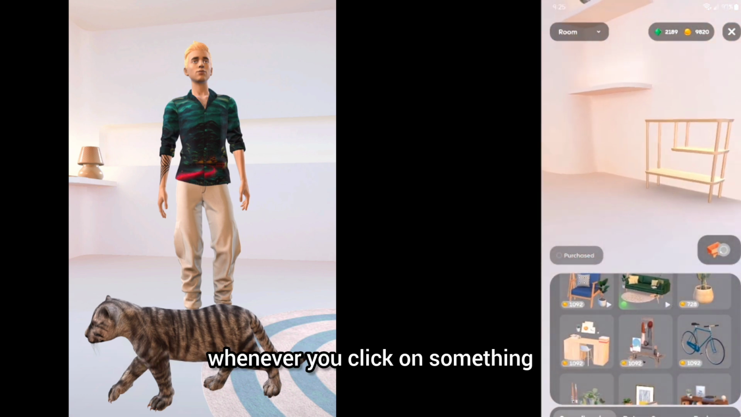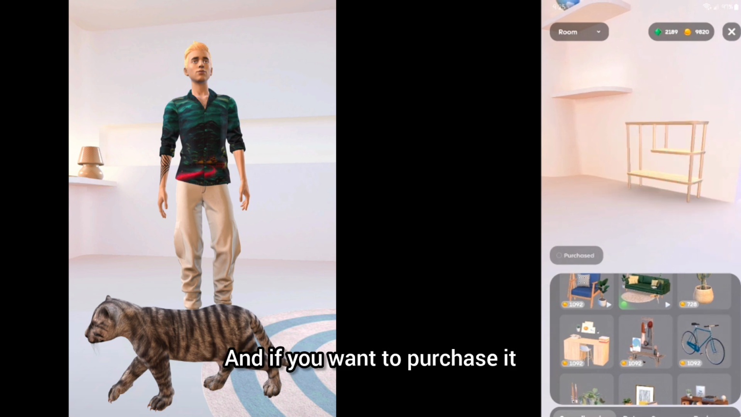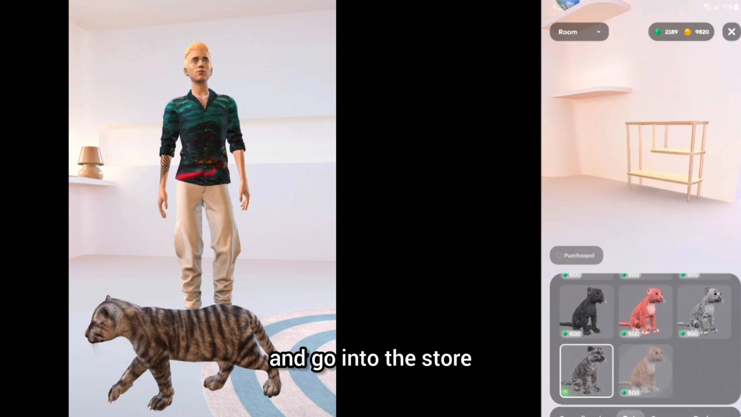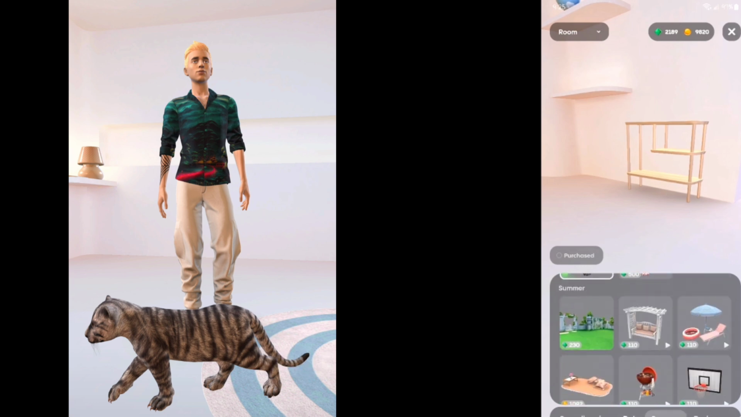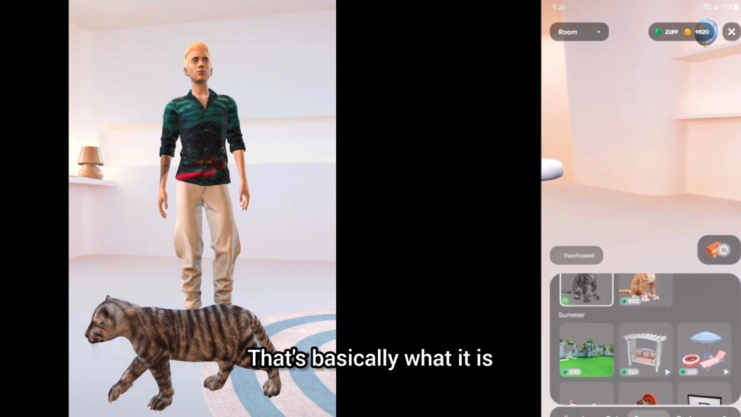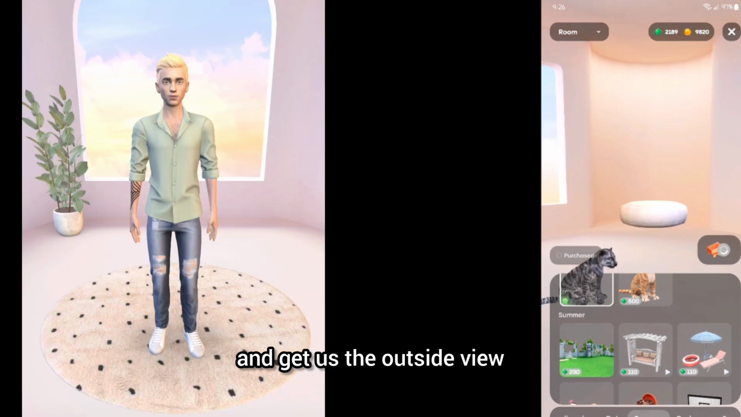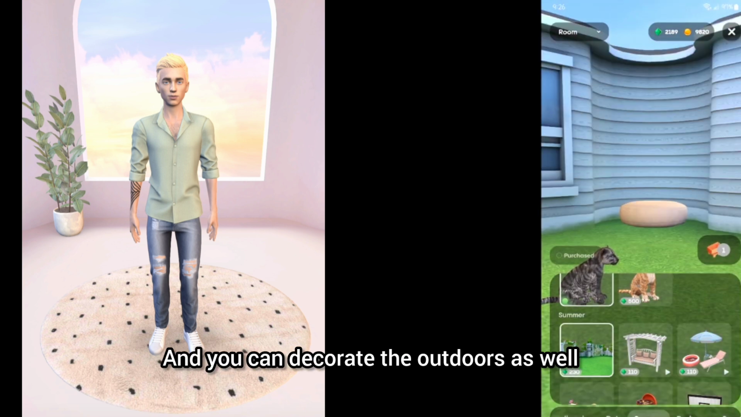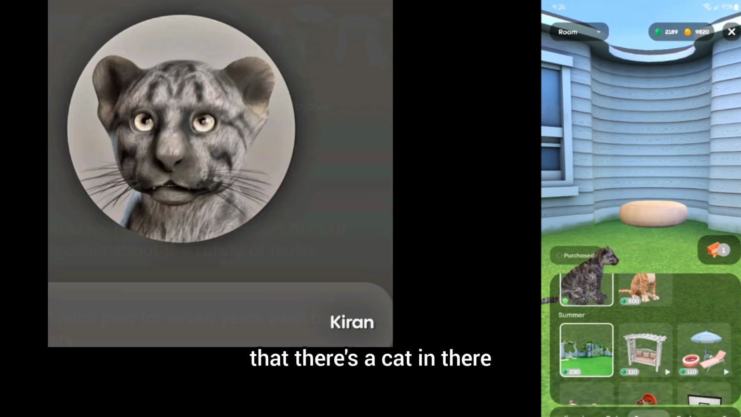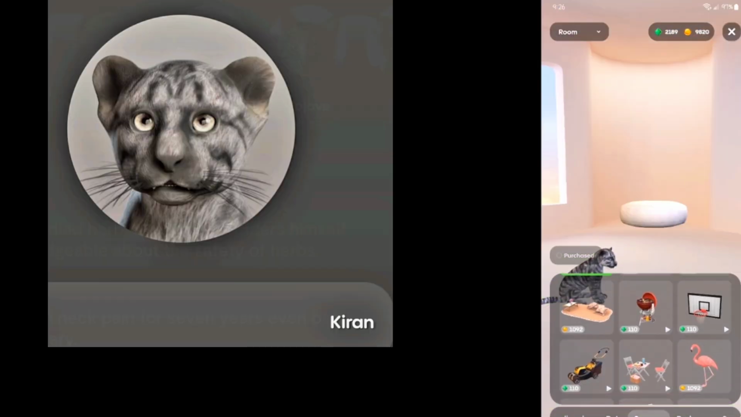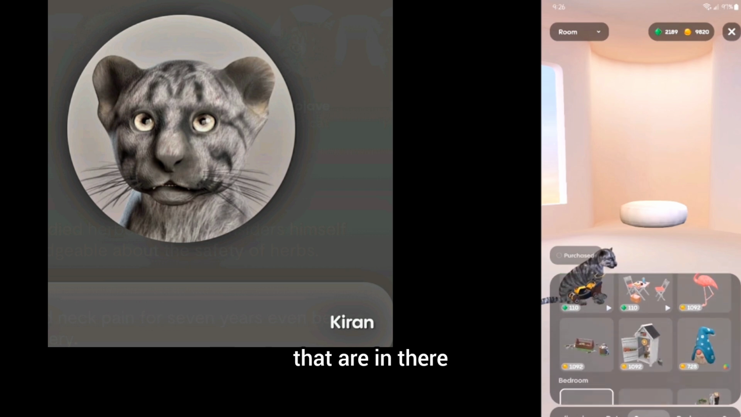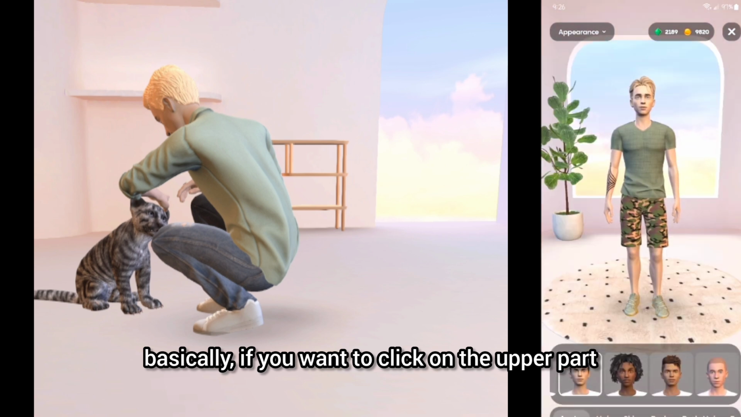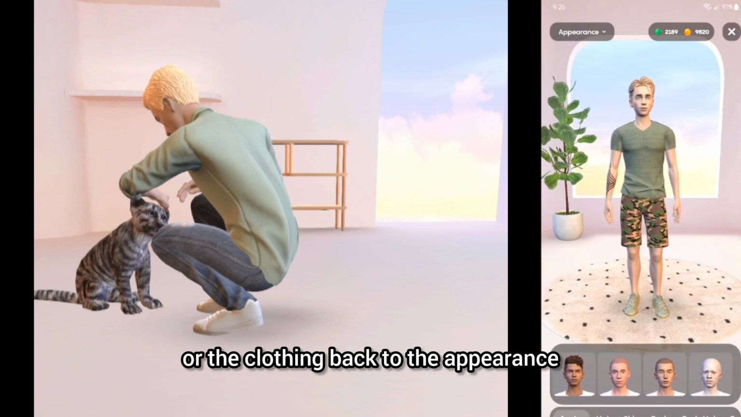And like I said, whenever you click on something, it'll have a little cart that shows up. And if you want to purchase it, you just click on the cart and go into the store and pay for it with your coins and your gems. That's basically what it is. I'm going to try to click on here and get us the outside view. If you would rather not be indoors and go outdoors, we kind of have that. And you can decorate the outdoors as well. You also notice that there's a cat in there. You can purchase pets. They have cats and kind of dogs that are in there. And basically, if you want to click on the upper part, then you could switch from the room or the clothing back to the appearance.